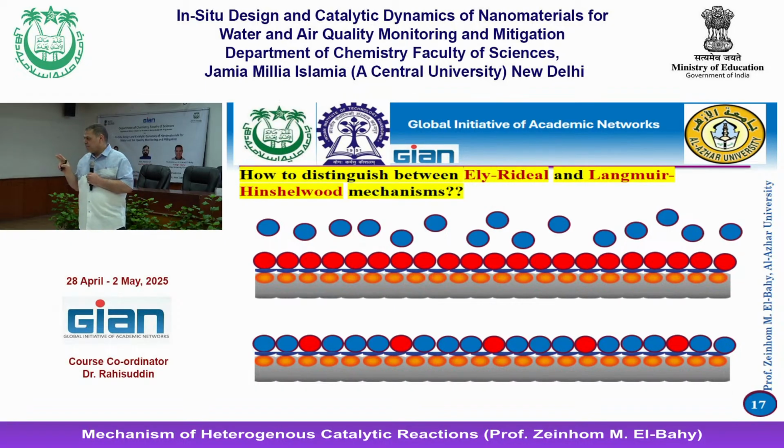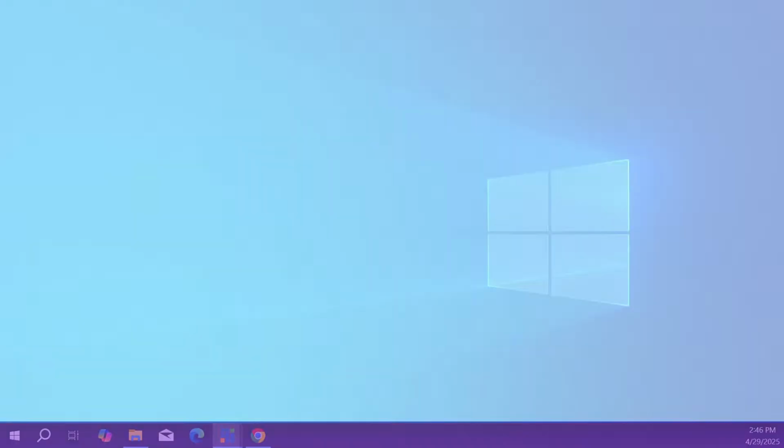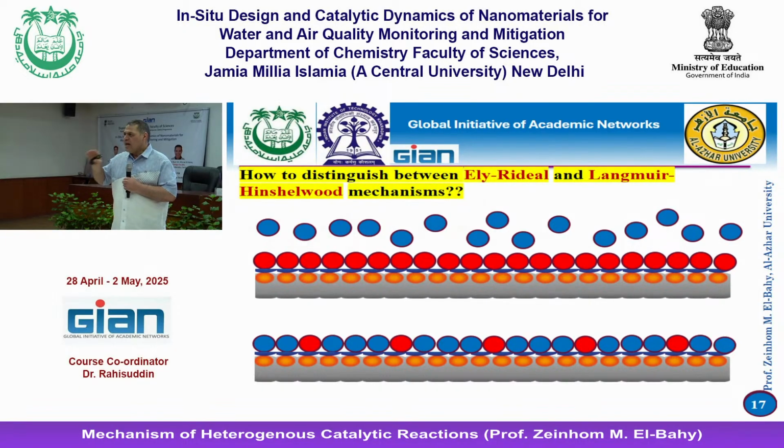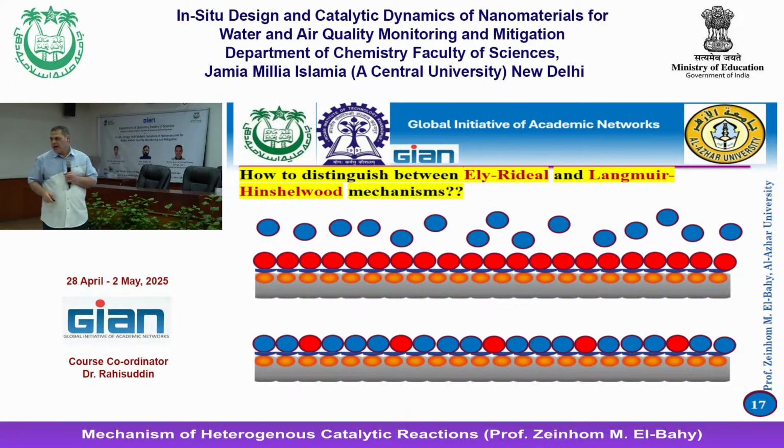I think it's clear. If you have two reactants, A plus B, you just make a monolayer of A, for example. If the reaction dies after full coverage of A, this means B should be on the surface as well for the reaction to proceed. If it goes very smoothly, this means it doesn't need B on the surface, then it is the Eley-Rideal mechanism. I think it's clear, right? Again.